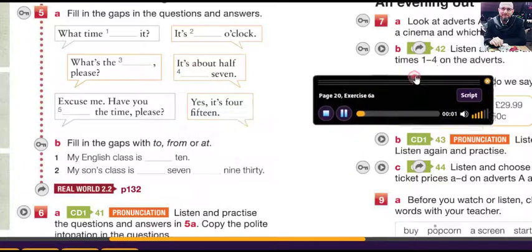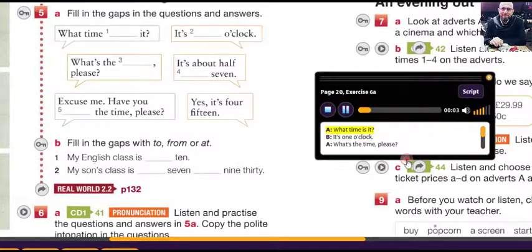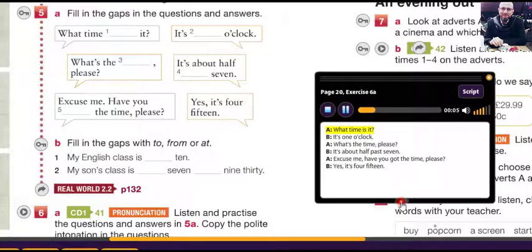Track 41. What time is it? It's 1 o'clock. What's the time, please? It's about 7:30. Excuse me, have you got the time, please? Yes, it's 4:15.